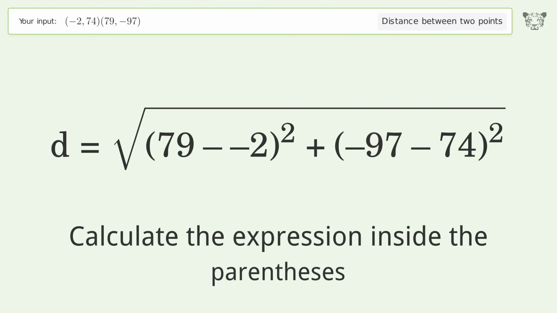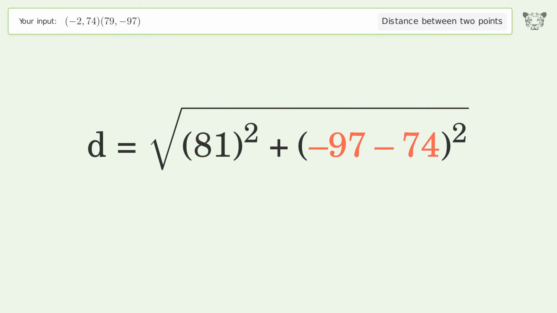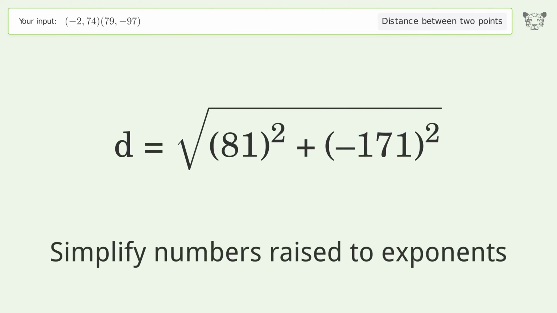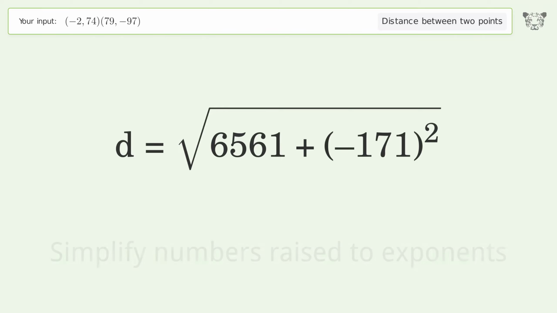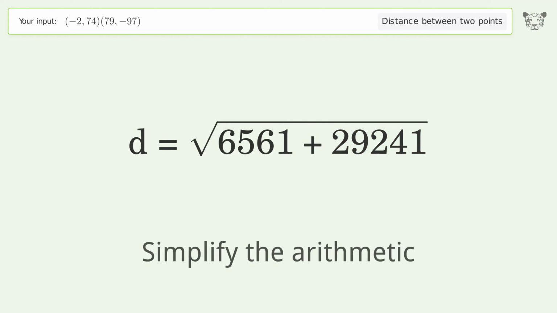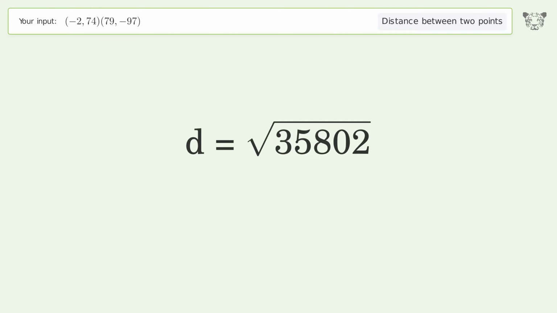Calculate the expression inside the parentheses. Simplify numbers raised to exponents. Simplify the arithmetic. And so the distance between the 2 points is the square root of 35,802, or 189.214.